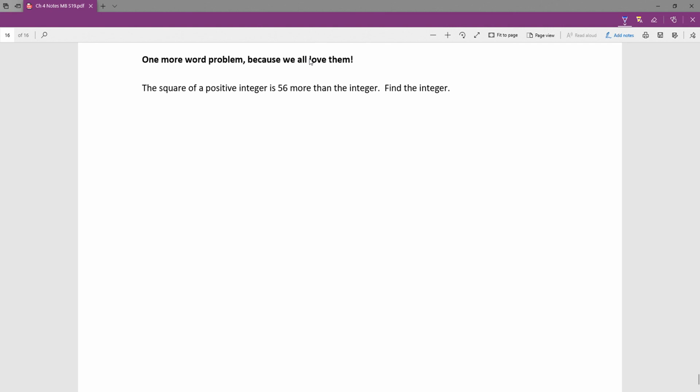This one says, because we all love them, the square of a positive integer is 56 more than the integer. And this one, we only have one integer, so let x be the integer. Not a consecutive integer problem, just an integer. And this is all about translating. So the square of an integer, and it says positive, so we're going to reject that negative, so that would be x squared, is 56 more than the integer. And so crafting your equation is all about the translating here. And I threw this one in because I know how much people don't really love translating sometimes.